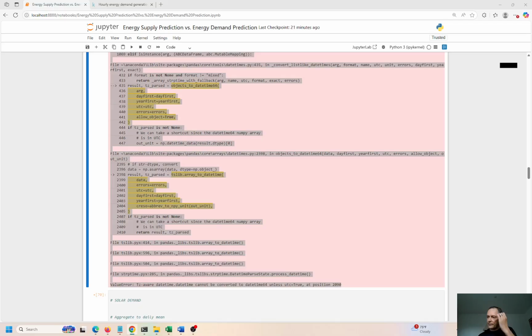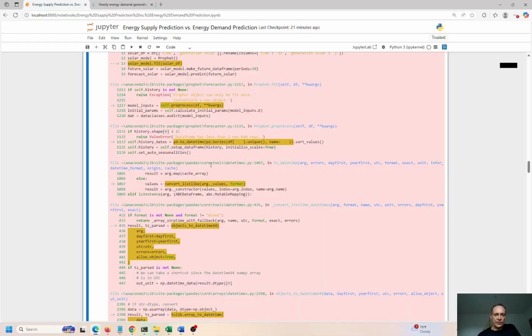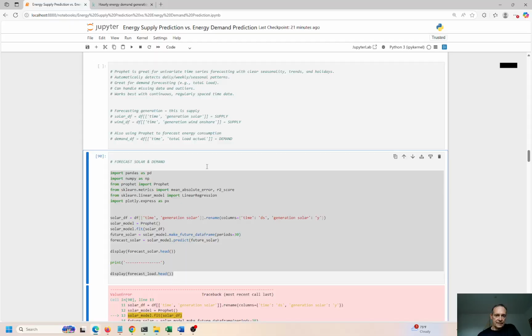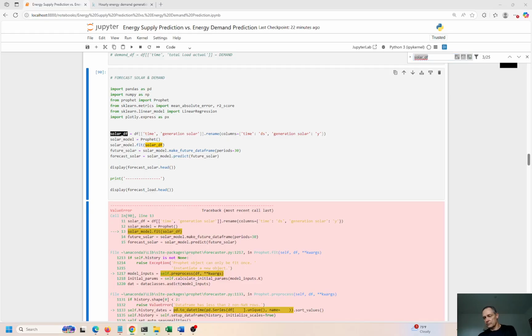So let's see. It looks like you're building energy space. Unique name. So that one is different from before. Solar model fit. We did that. So I'm not sure what the problem is. Let me see. Okay, so anyways, maybe the time thing. I don't know. Let's get to the bottom of it. That's fine.